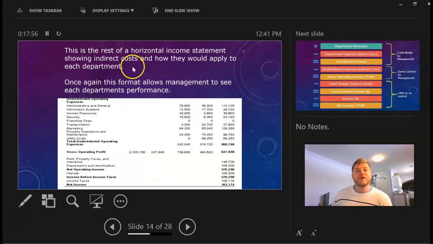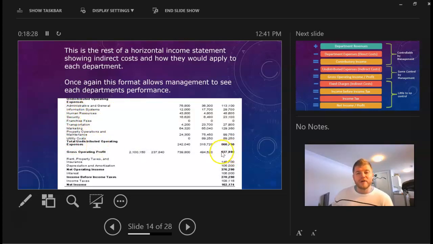So this is the rest of a horizontal income statement where they just broke up in 3 different lines, all of the different dining, banquet, and bar. So again, this format allows management to see each department's performance, and then they subtract all. So here they were able to break apart some of the different administrative expenses, and we'll tell you one of the ways or several of the ways to break apart these expenses against our individual departments. And they have security and franchise fees and all kinds of stuff.